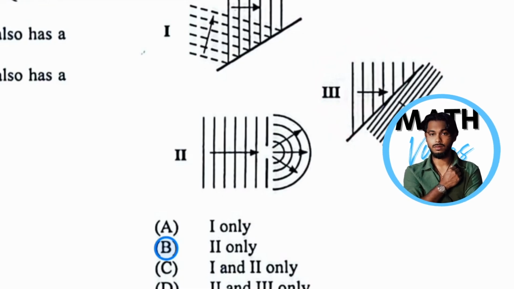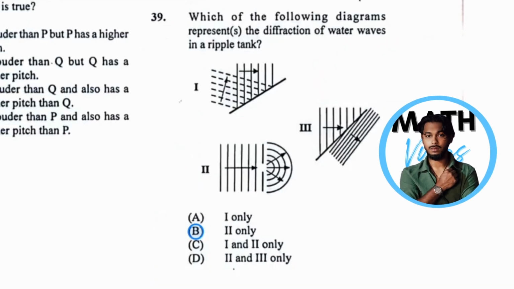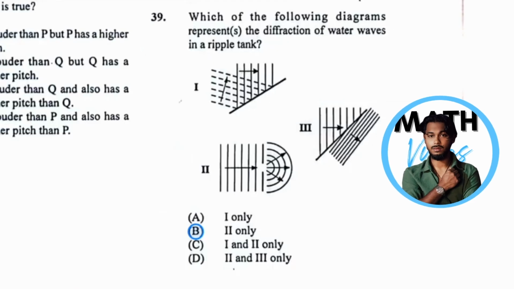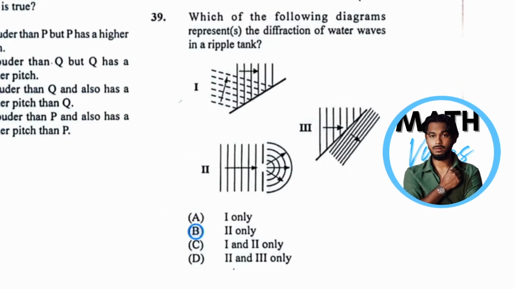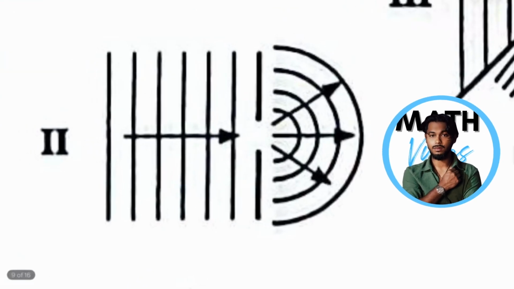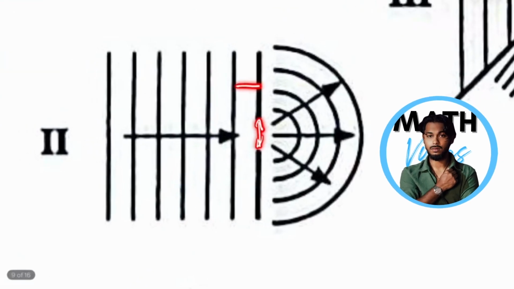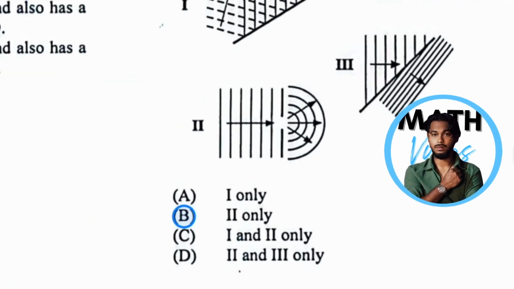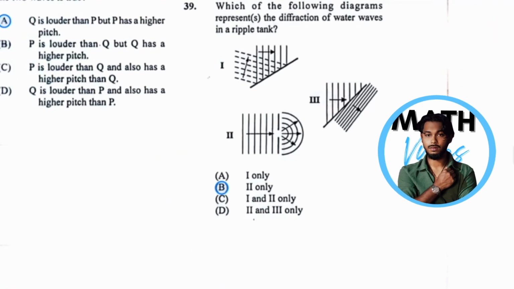Direction also changes. The only one that corresponds to diffraction is 2. And what exactly is diffraction? Diffraction is the spreading out of a wave when it has to pass through a slit whose size is about the same as the wavelength or a little more. Right, so that's what diffraction is. It's the spreading out of a wave when it has to pass through a very narrow slit. So my answer is 2.